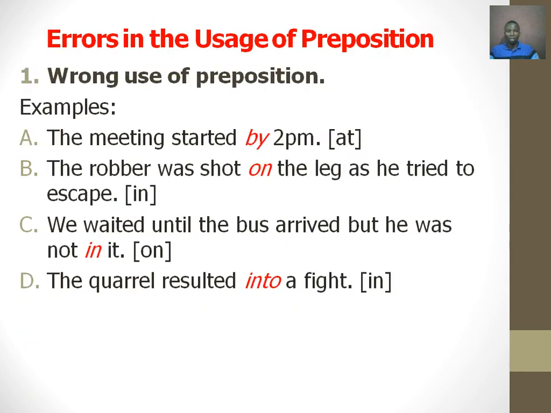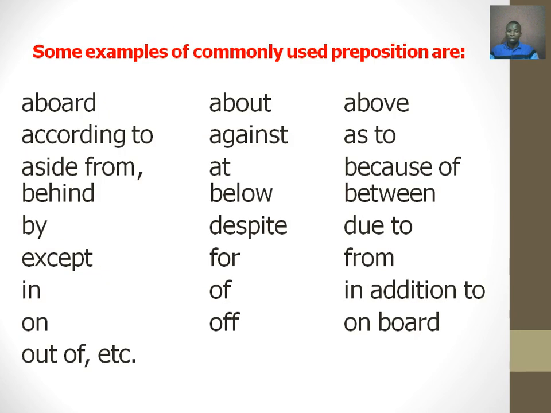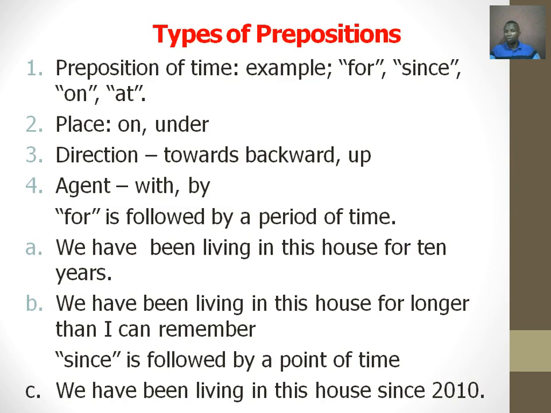So in a nutshell, we have talked about prepositions today. We have said that prepositions are words that show relationship between nouns and other words in the sentence. In other words, they are words that are used before nouns or pronouns to show place, position, time, and direction. And we have mentioned some examples of commonly used prepositions. Some of them are simple and other ones are complex. We have talked about the types of preposition. We've mentioned 4 of them: preposition of time, place, direction, or agent.